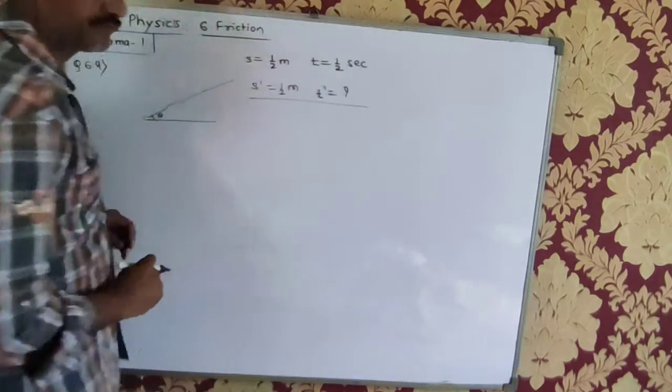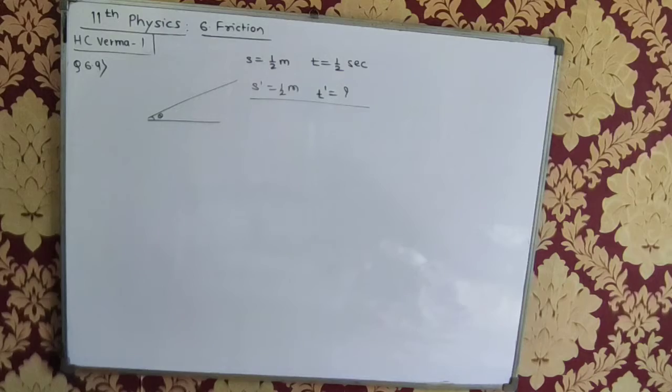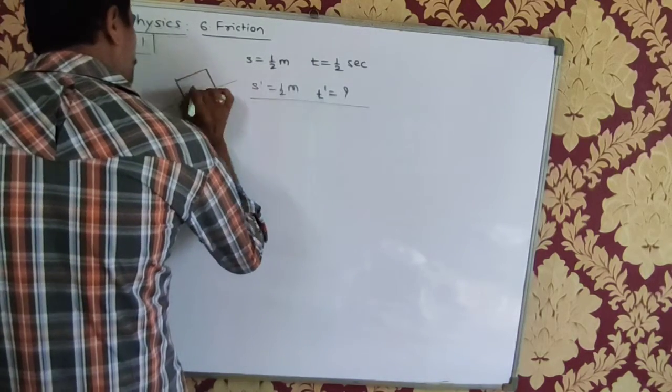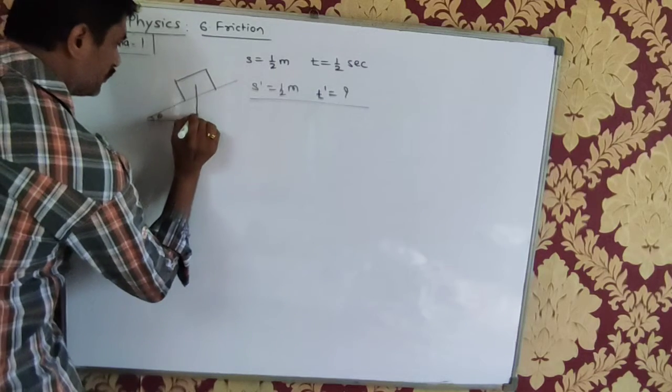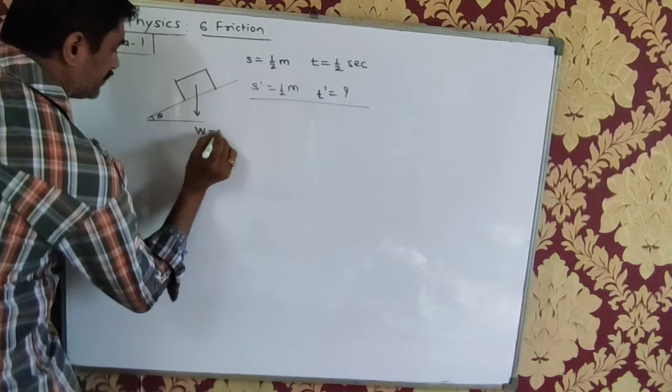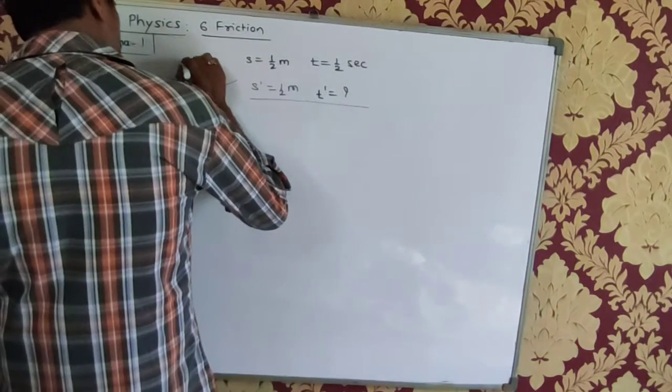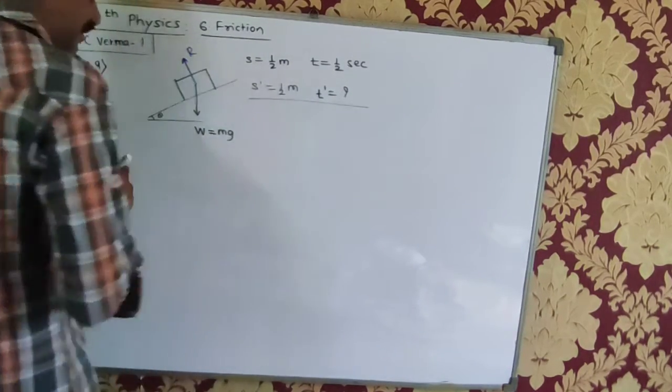Understood? Let us draw the free body diagram of this body. So this is the body. Weight W is equal to mg. There will be the normal reaction. Tell me quickly. Resolve this weight.